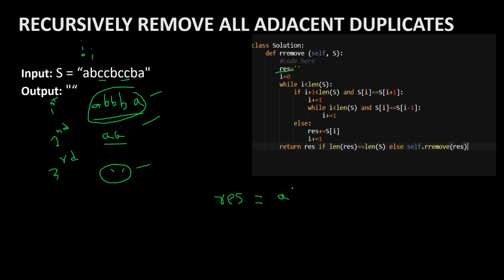So B will be stored again, coming to the else condition. Okay, B is stored now in the else condition. Again I will be updated. Now I will be at the C position, right?